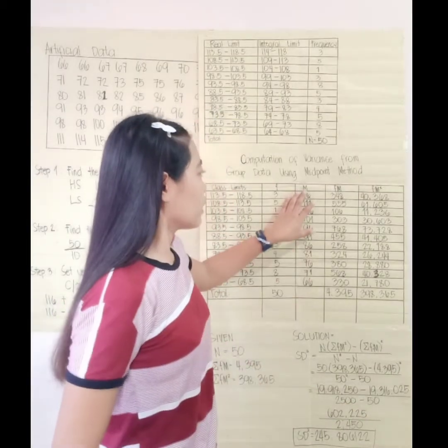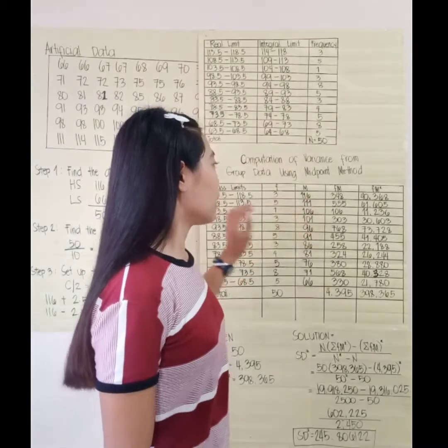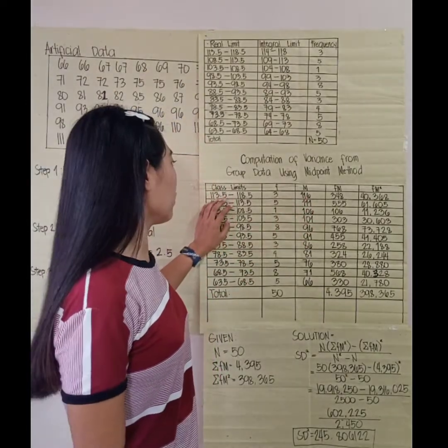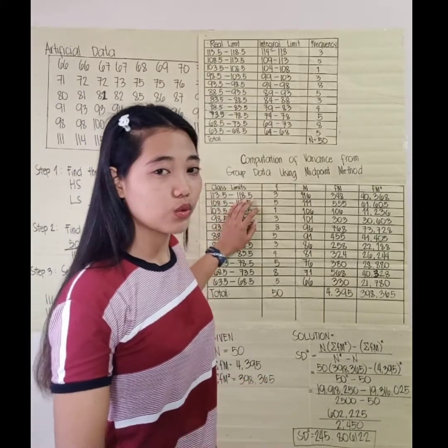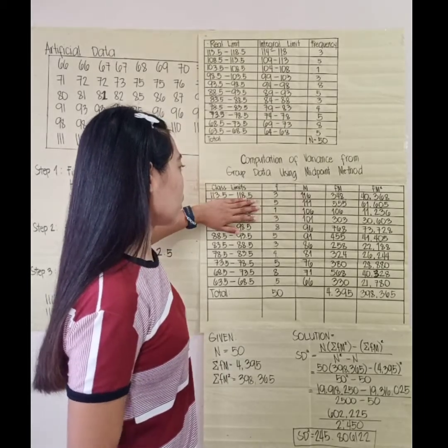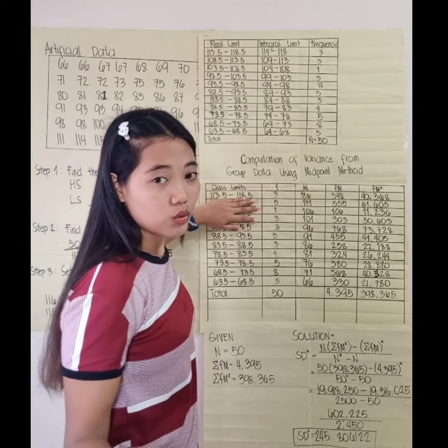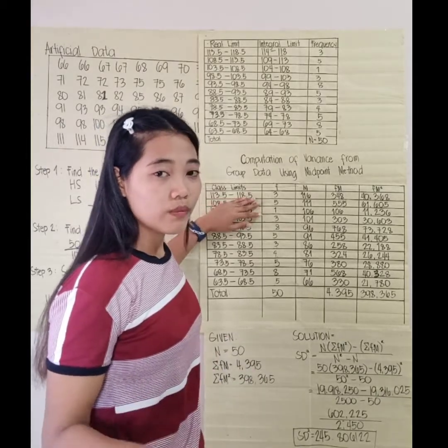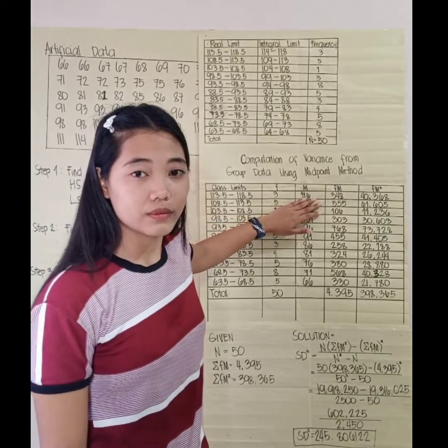So in getting the midpoint, let's get the sum of the lower class limit and higher class limit and divide it by 2. So the sum of 113.5 and 118.5 is 232. So 232 divided by 2, the result is 116.